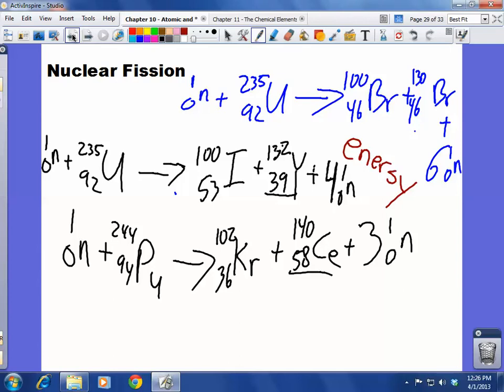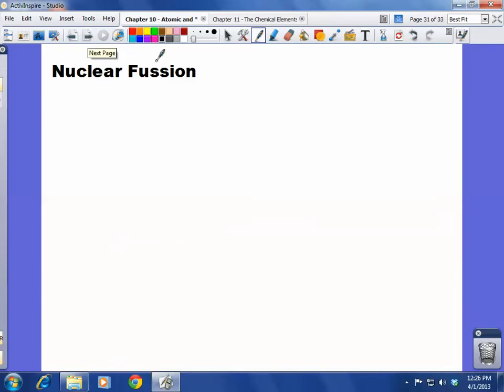Now, a nice alternative to all this, well, if I can not misspell it, is fusion. Now, fission's when we take those big atoms and split them in two. That's what's happening in every nuclear reactor in the world. Fusion's when we take small atoms and combine them.